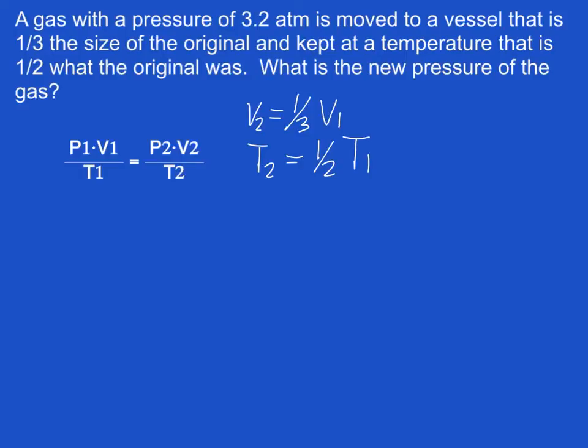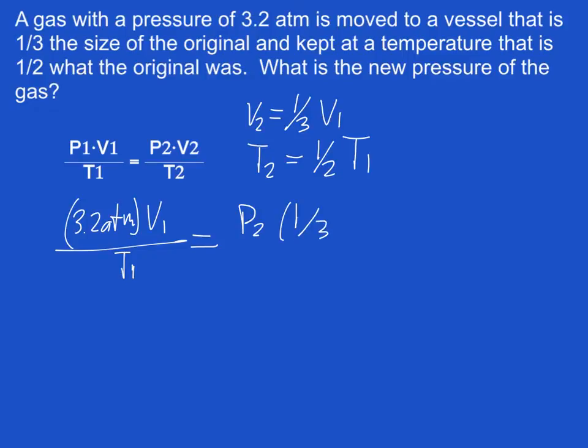So I'm going to set this up, therefore, that the pressure 1 is 3.2 atmospheres. We know that much. And then we know we have V1 over T1. And this is going to be equal to pressure 2, which is what we're trying to solve for, times, I'm going to sub in for V2, 1/3 V1. And I'm going to sub in for T2, 1/2 of T1.